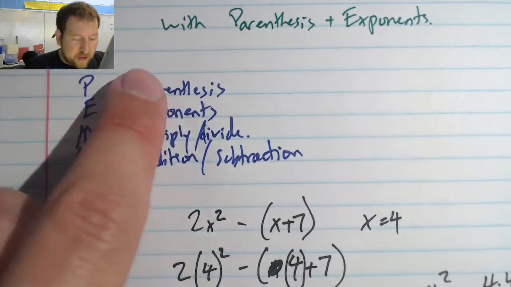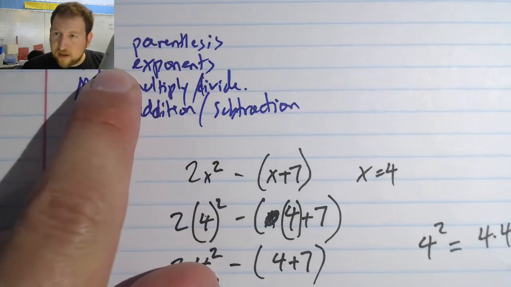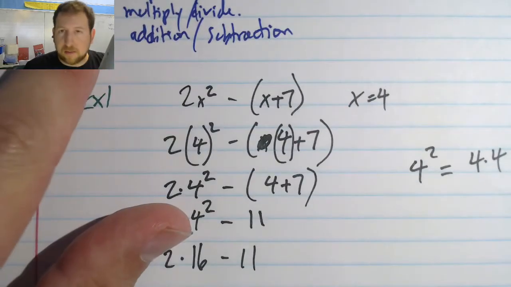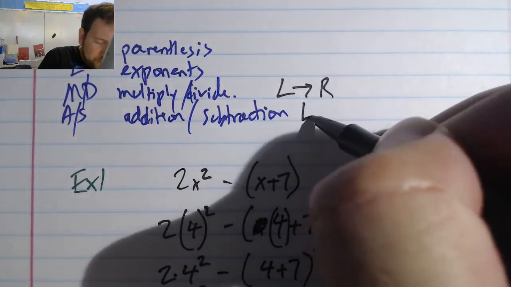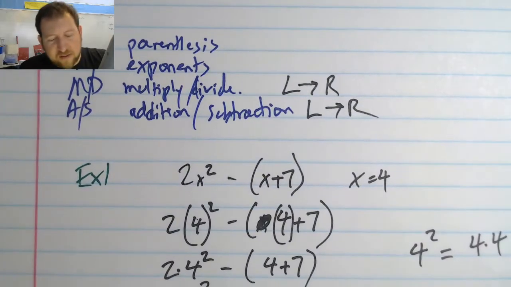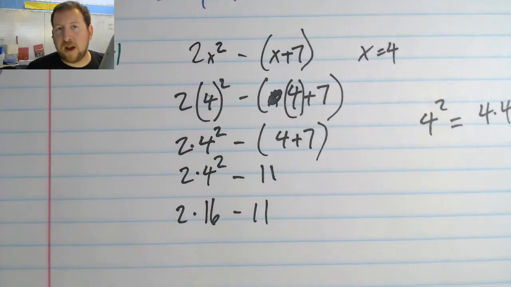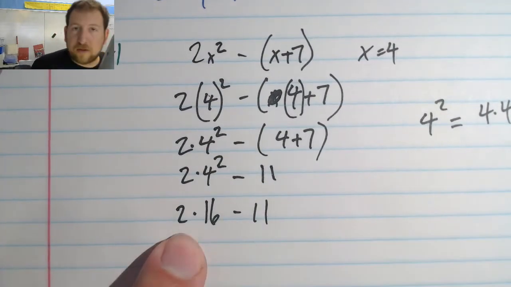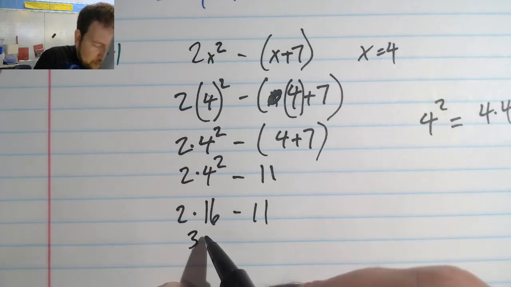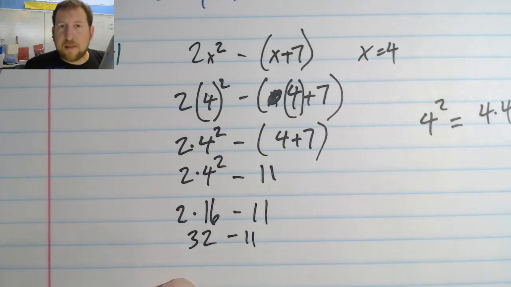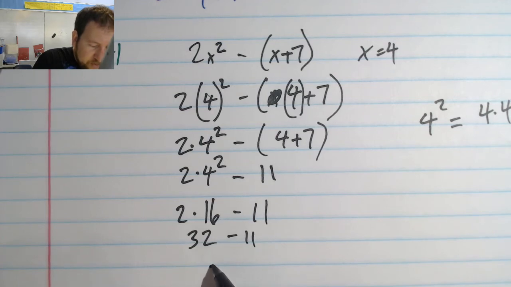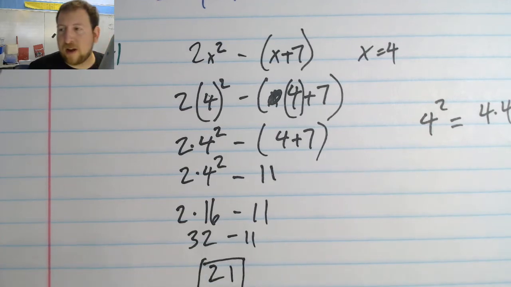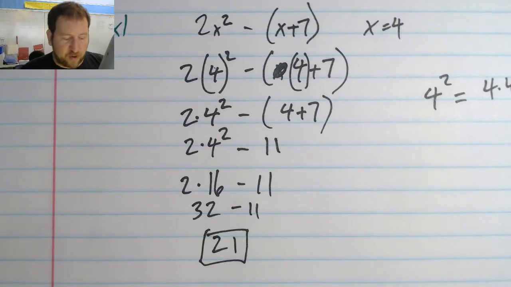Okay, now let's check. No more parentheses? Good. No more exponents? Good. Next, multiply and divide, left to right. Oh, I should have written that up there. Left to right. Even though we've established that it doesn't really matter, it's a good way to have a rule for something. 2 times 16, I know that. That is 32 minus 11. Okay, I'm all out of multiplication, division, exponents, parentheses. Finally, I can do my addition, subtraction. 32 minus 11 is 21. And that's what I get when I evaluate this expression.